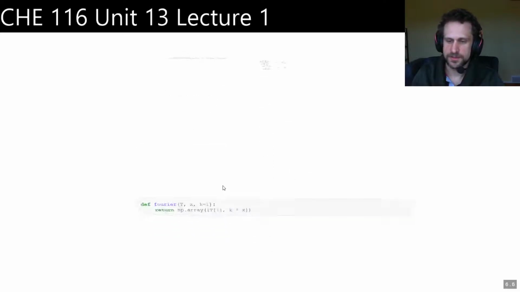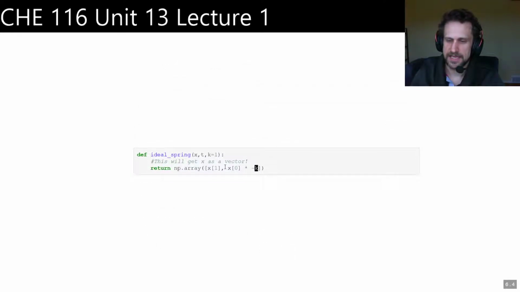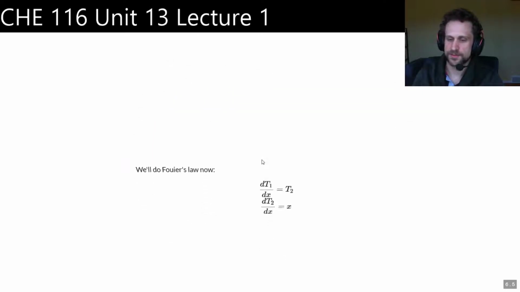So you can kind of see the difference here. This is k times the independent variable, whereas in the spring mass system, it was k times the dependent variable. So it's a little bit of a difference there.